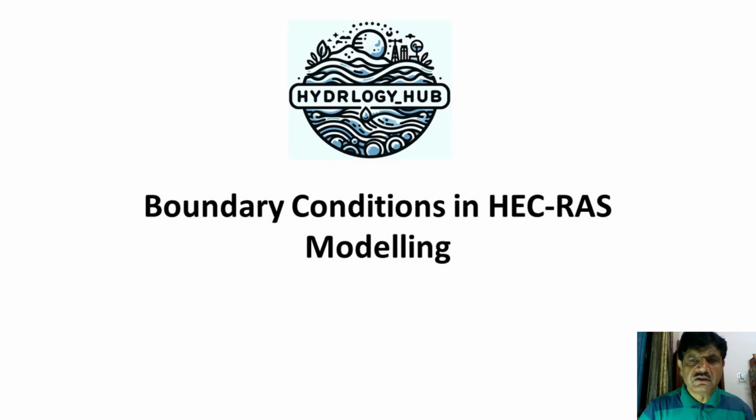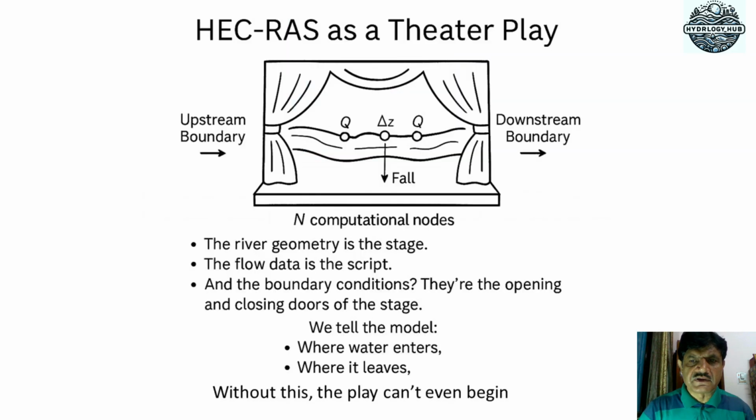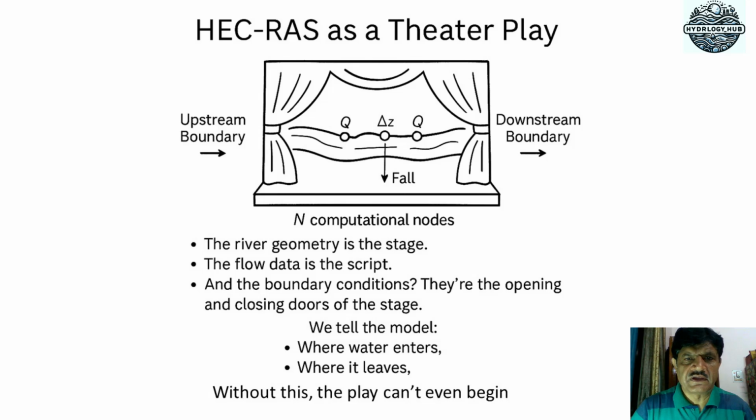Today we will reveal the story of how rivers come alive inside HEC-RAS simulation by setting up boundary and initial conditions the right way. Think of HEC-RAS as a theater play. The river geometry is the stage, the flow data is the script, and the boundary conditions are the opening and closing doors of the stage. We tell the model where water enters, where it leaves, and what the water is doing at time zero, the moment the curtain raises. Without this, the play can't even begin.